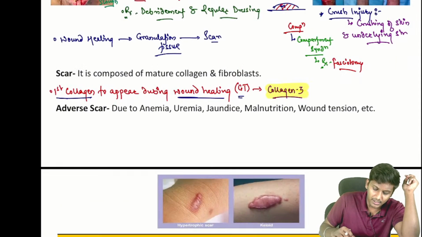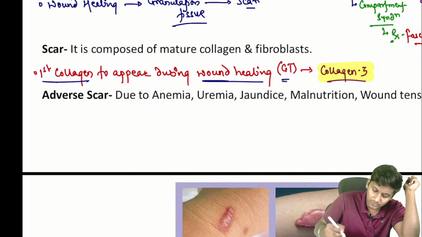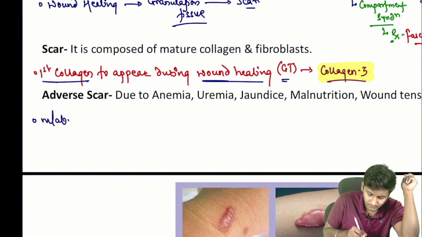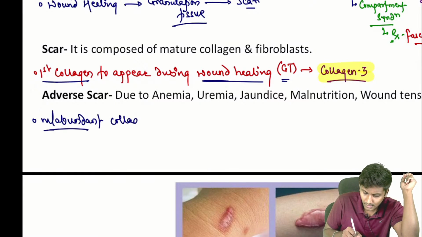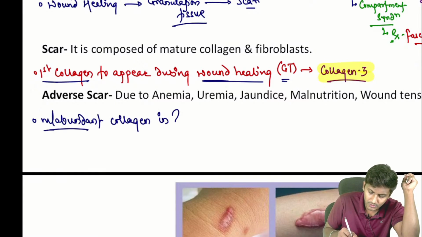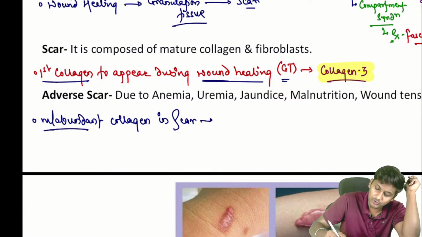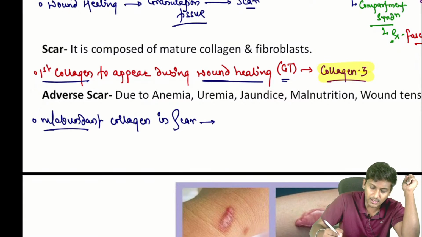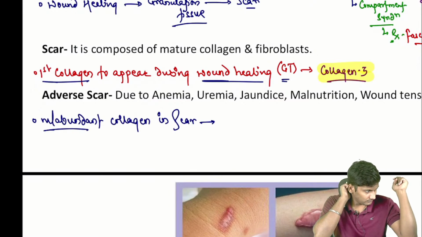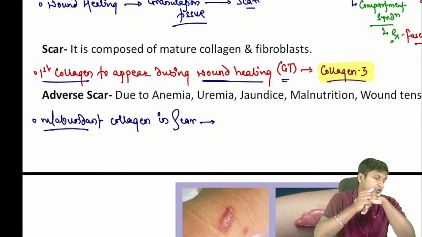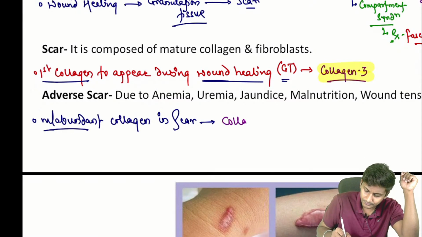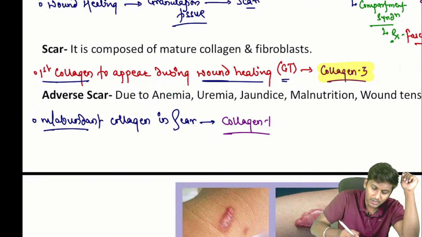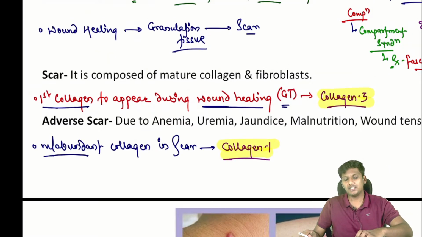But if they ask you which is the most abundant collagen in a scar, then what should be your answer? Very good. Then your answer should be collagen type 1. Both of these are previous year questions. Please be aware of this fact.